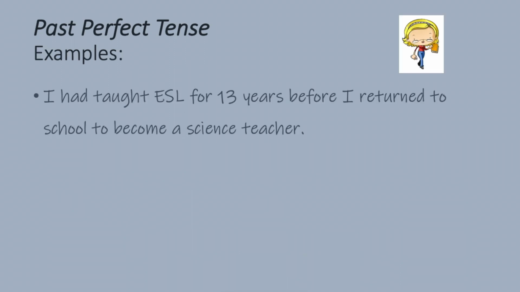The first one is, I had taught ESL for 13 years before I returned to school to become a science teacher. See the verb? It's had taught. In this sentence, I give you a clue about which thing happens first. I said before. This is commonly used in past perfect sentences. So we use past perfect to talk about the thing that happened first, and we use the simple past to talk about the thing we did second. In this case, I returned to school to become a science teacher.